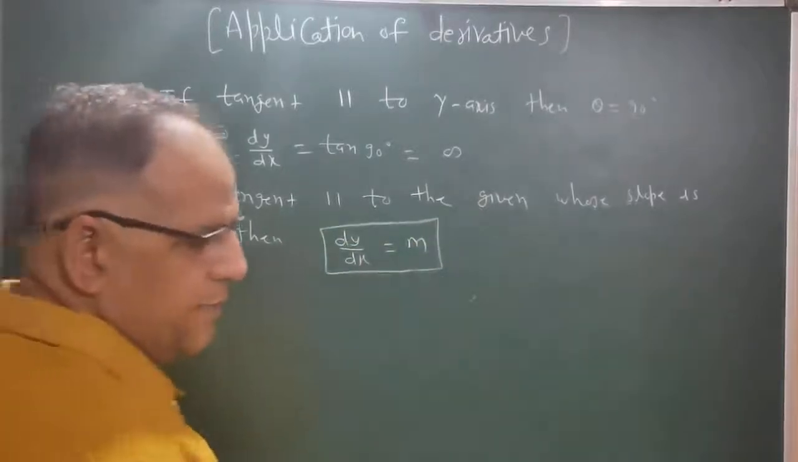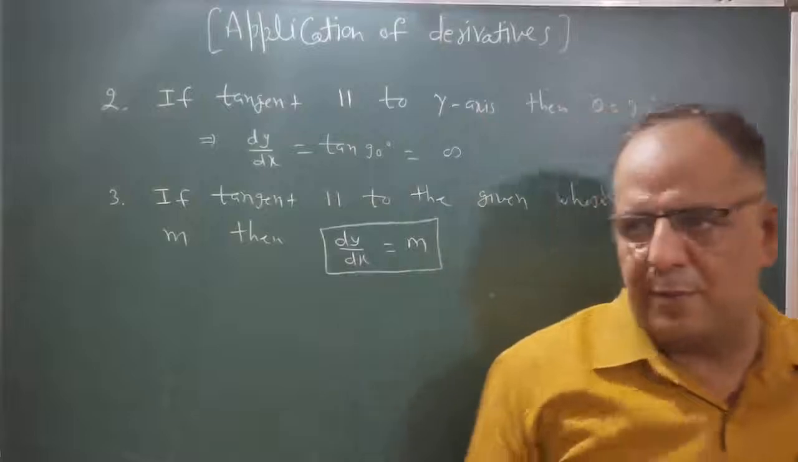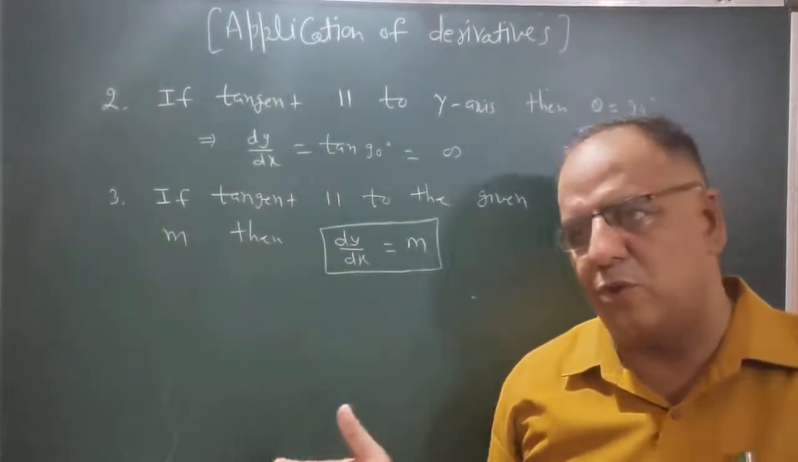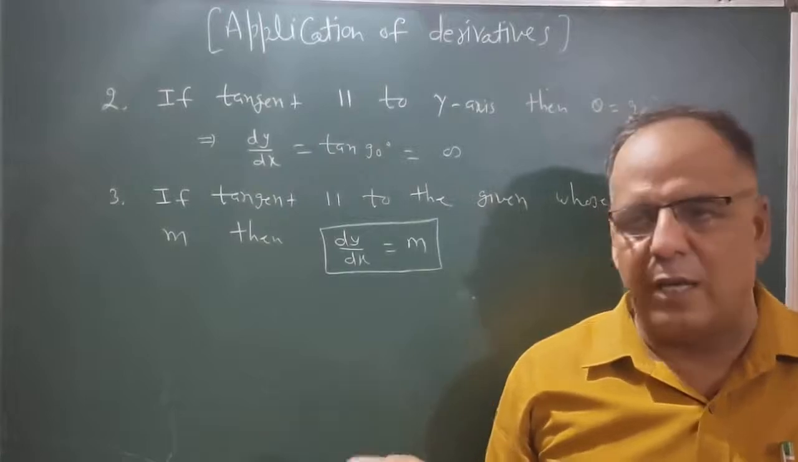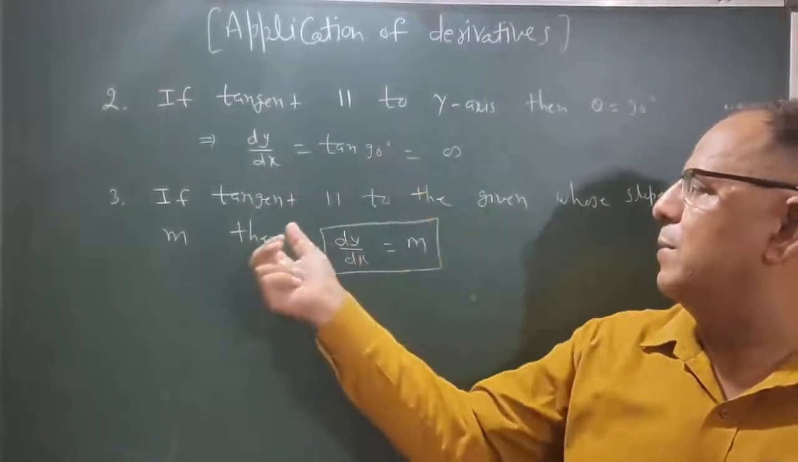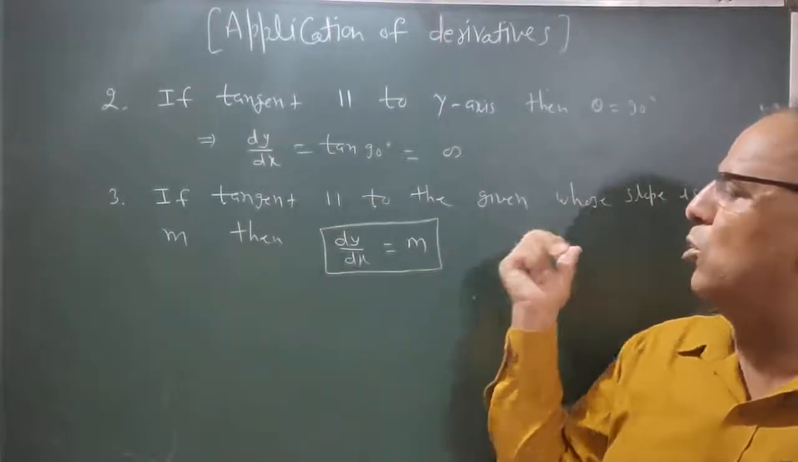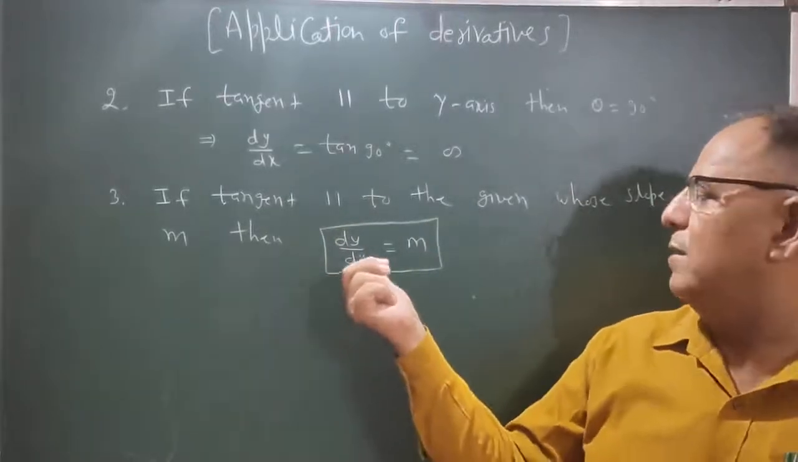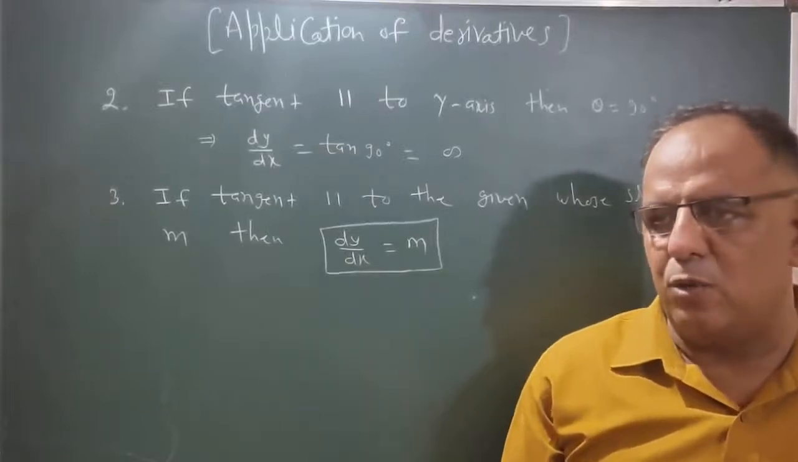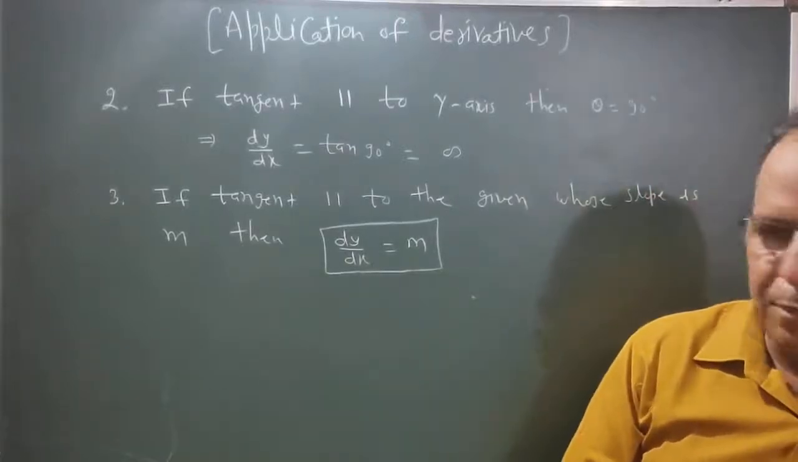So these are some conditions in which the tangent may be parallel to x-axis. In this case, dy over dx becomes equal to 0. If the tangent to the curve is parallel to y-axis, then dy over dx becomes infinite. If the tangent is parallel to the given line whose slope is m, then dy over dx equals m, because when lines are parallel, their slopes are equal.